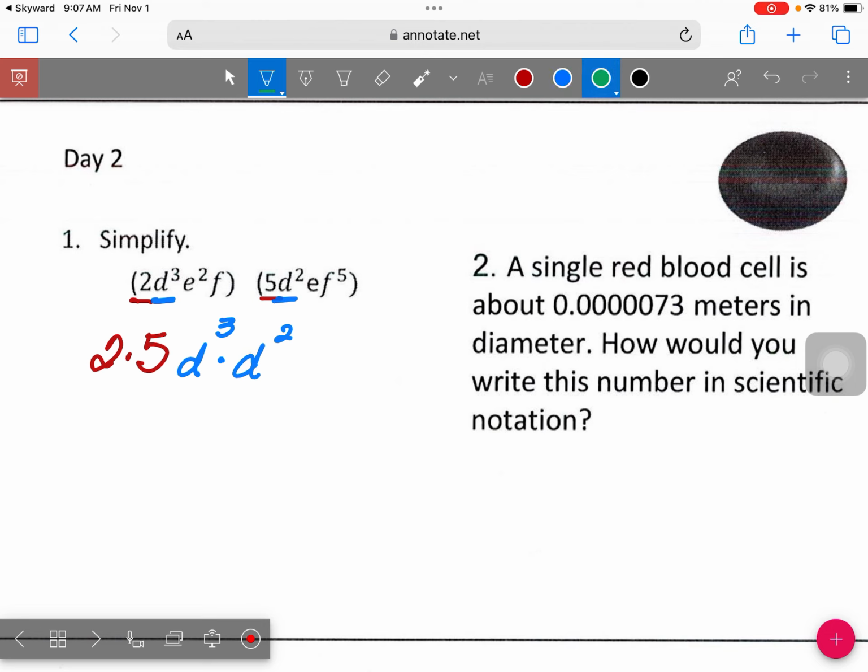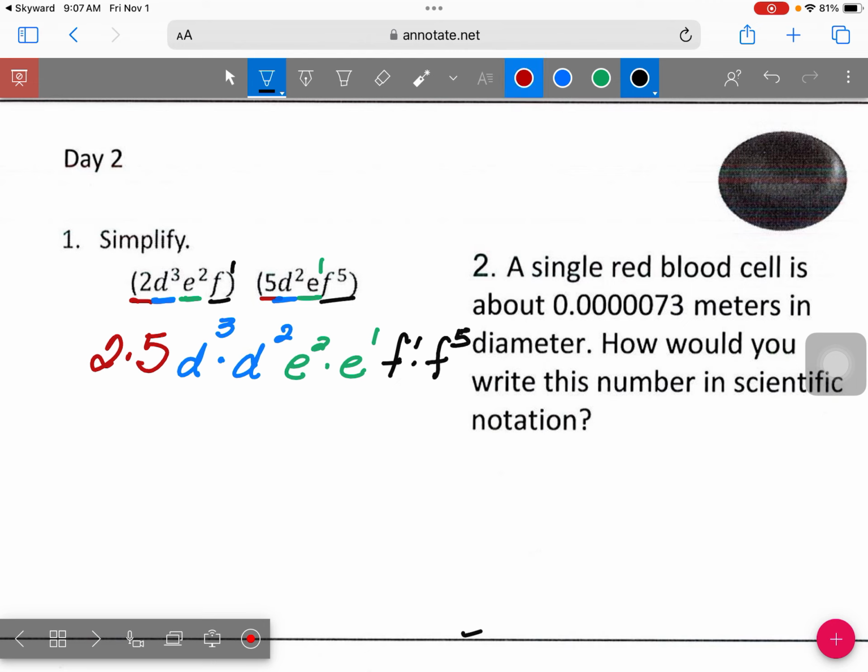All right, so then we have e to the second, and e, there's no exponent on it, so you put a 1 on it. Okay? So e to the second times e to the first. Right now I'm just grouping them together. And finally, f to the first times f to the fifth.